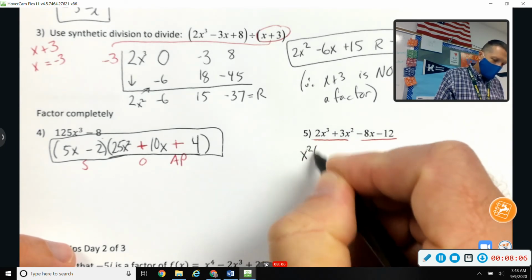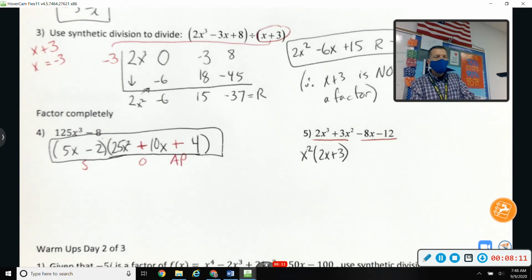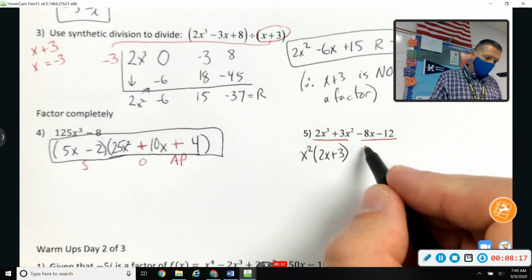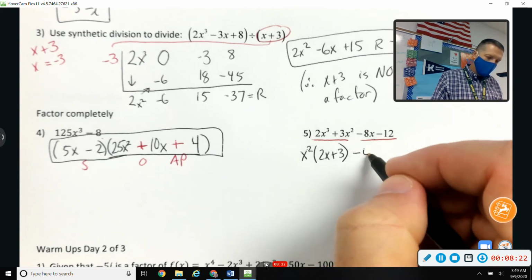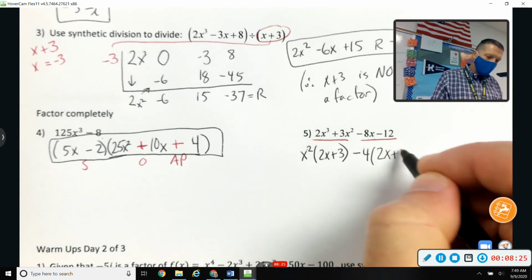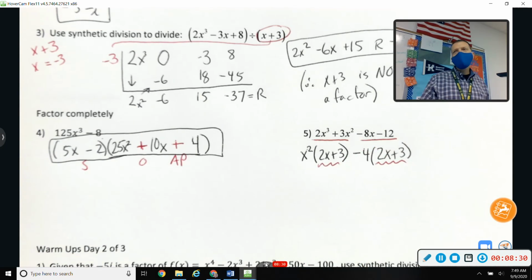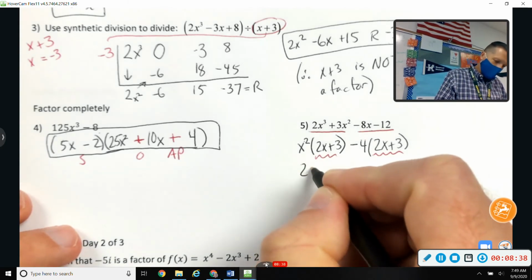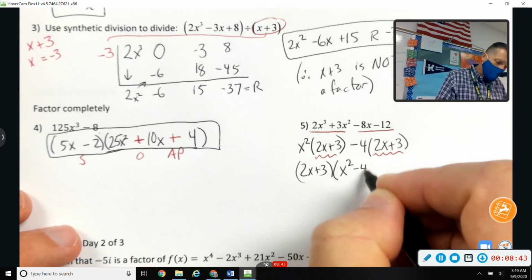So we factor out an x squared, that leaves 2x plus 3. Again, we're hoping the leftovers are the same. Factor out a negative 4. That leaves 2x plus 3. Feeling very good about my answer right now because I got 2x plus 3 left over for both of them. So that's the midway check that we're doing this problem right. So I can factor out the whole 2x plus 3 thing. That leaves x squared minus 4.